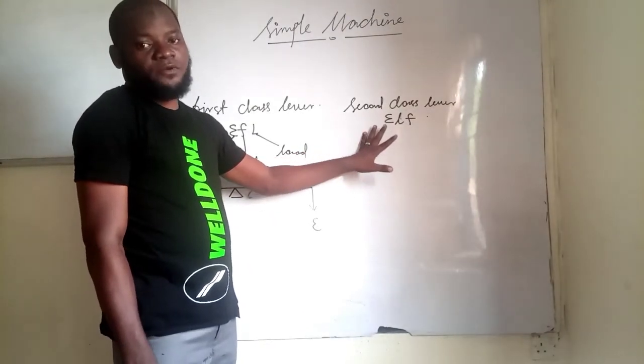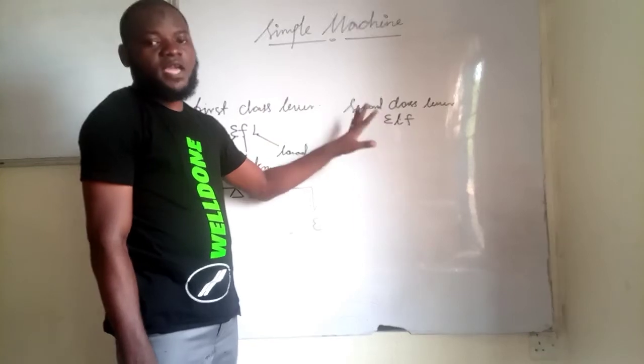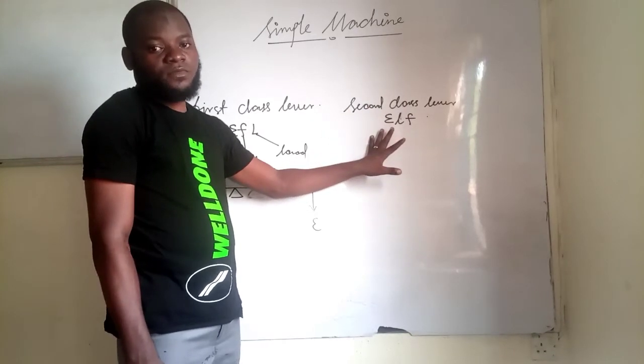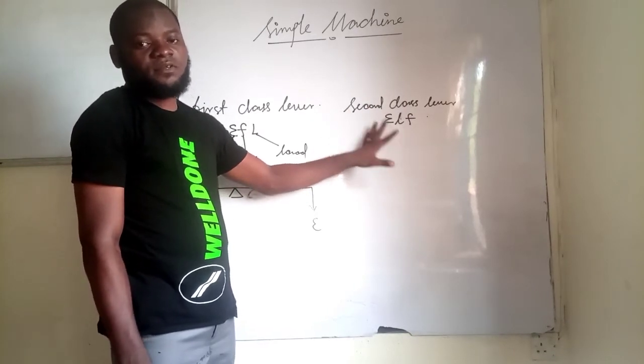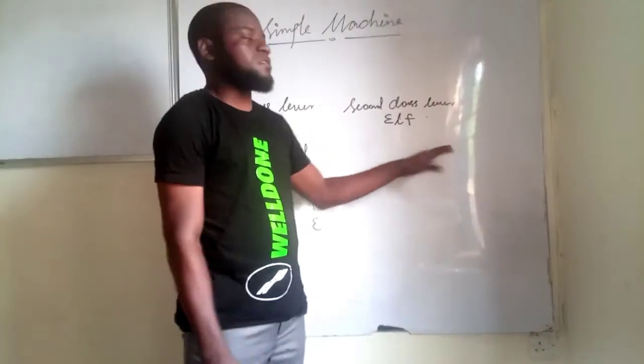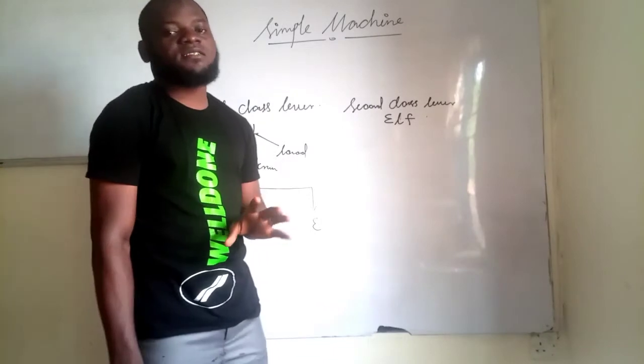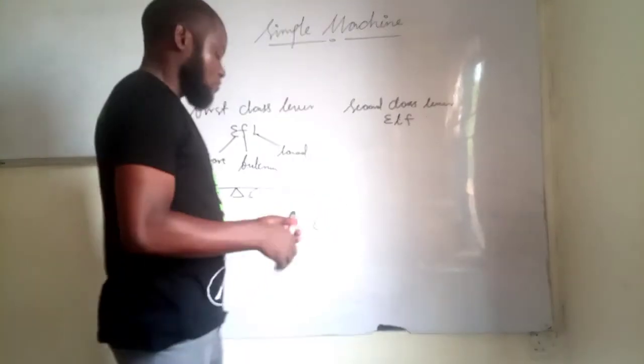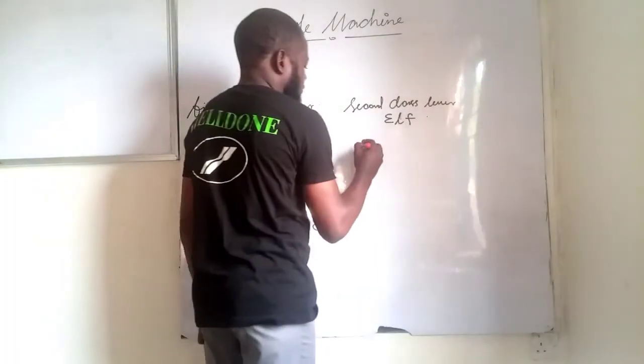And what are the machines that we have in this class? We have the wheelbarrow. Are we together now? We have the bottle opener. We have the nut cracker and the likes. Those are the examples of machines in this second class level. So we can just use the diagram to represent it here.